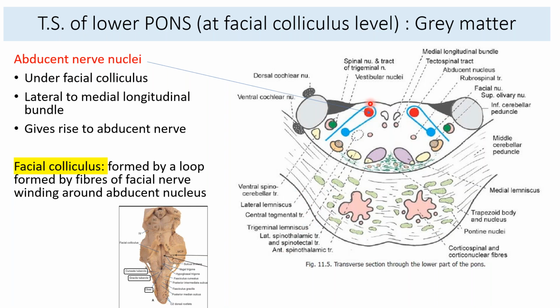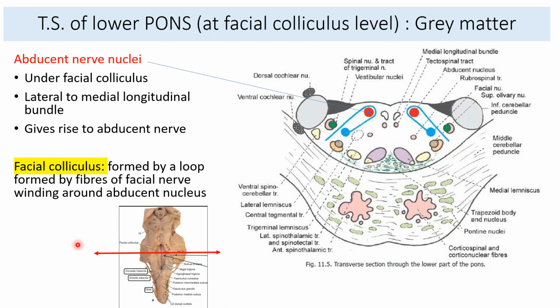Now, the facial colliculus, this raised elevation, is formed by the loop formed by the fiber of the facial nerve, which is winding around the abducent nucleus. So this is how a facial colliculus is formed. This is the facial colliculus seen externally.